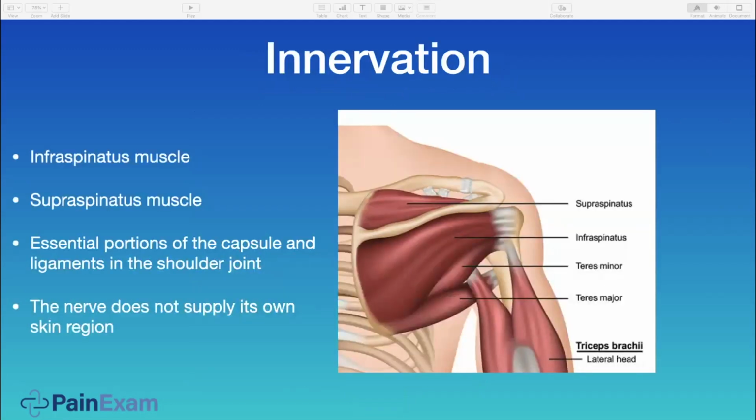The innervation of the suprascapular nerve. Well, the suprascapular nerve comes from C5 and C6. It is responsible for abduction, usually above 90 degrees, because it innervates supraspinatus, infraspinatus, and essential portions of the capsule and ligaments in the shoulder, about 80%, but it does not supply any skin, so you should not get skin anesthesia with this nerve block.